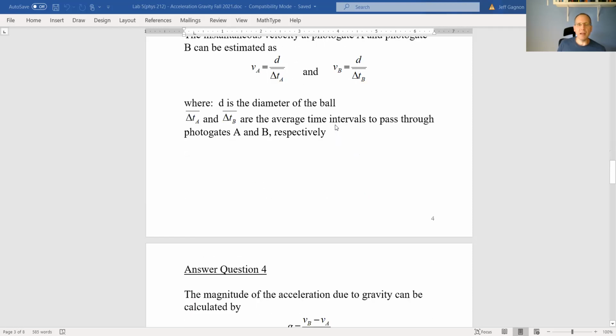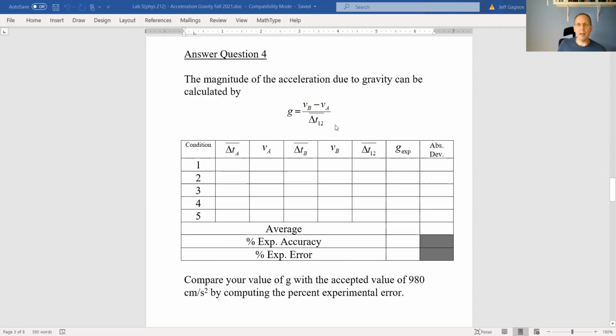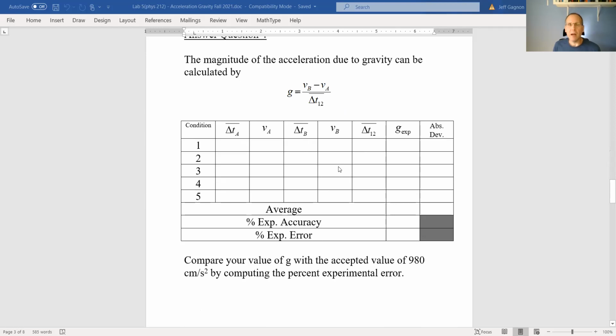Okay, then we get to the next question, which is really question 4, and that involves this table right here. Now, you already have a lot of these values. So there's 5 conditions, right? This is basically the distance of the second photogate B from photogate A. Remember, it was 10 centimeters and 20, 30, 40, 50, so 5 conditions.